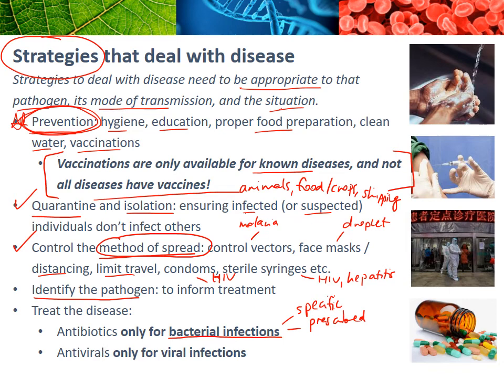Antiviral medications, as the name suggests, are only for viral infections. Antibiotics will have no impact on a viral infection. Antivirals will have no impact on a bacterial infection. So in the textbook, you'll notice there's a whole section on both of these and how they work. You don't need to know that, but you do need to know that antibiotics can treat bacterial infections and antivirals can treat viral infections.